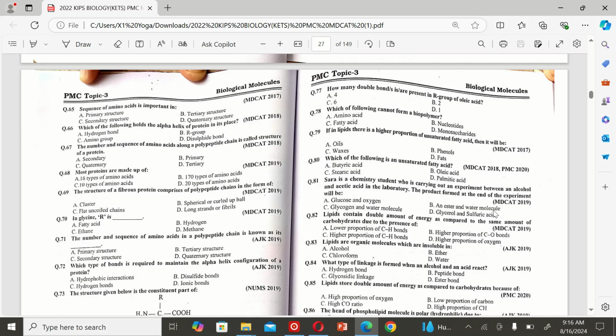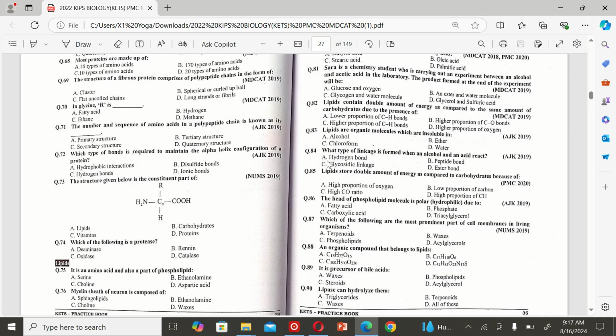The next MCQ is: lipids contain double the amount of energy as compared to the same amount of carbohydrates due to the presence of A. Lower proportion of CH bond, B. Higher proportion of CO bond, C. Higher proportion of CH bond, and D. Higher proportion of oxygen. The correct option is C, higher proportion of CH bond. The next MCQ is: lipids are organic molecules which are insoluble in A. Alcohol, B. Ether, C. Chloroform, and D. Water. The correct option is D, water.